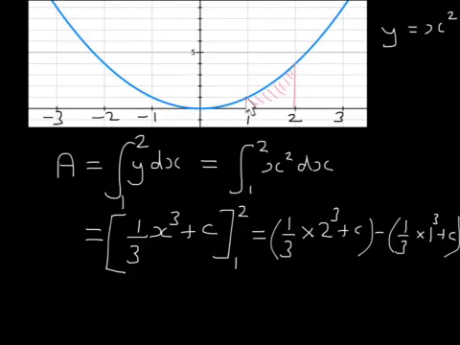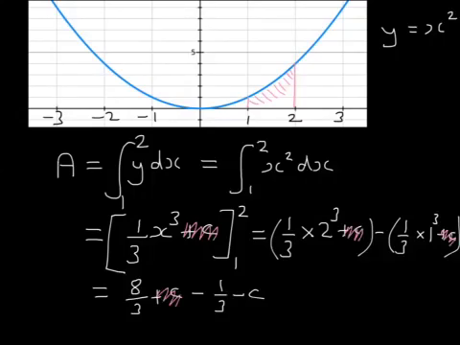So this works out to be 8 over 3 plus c minus 1 over 3 minus c. It's minus because minus plus is minus. Notice that the c's are now going to cancel out, so really we didn't need to put them in. We didn't need to put in a plus c there because the c's were always going to cancel out. So the overall answer is 7 over 3.